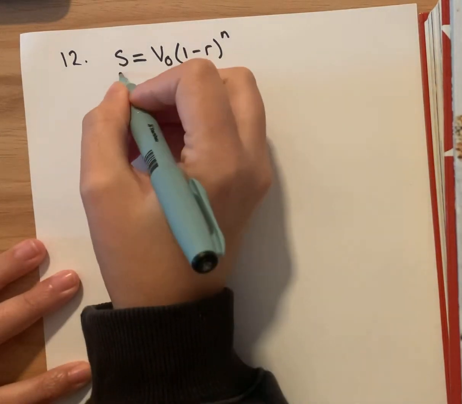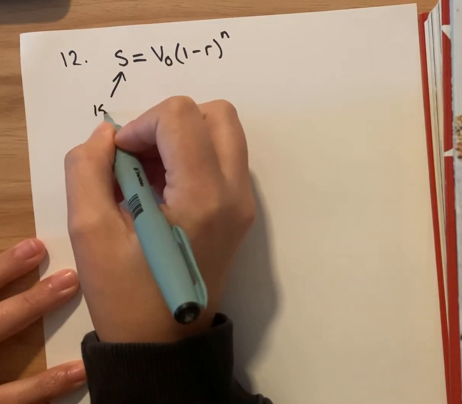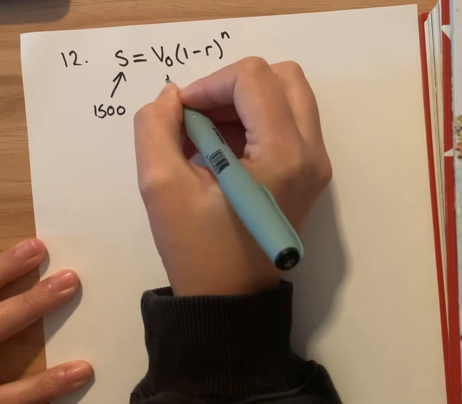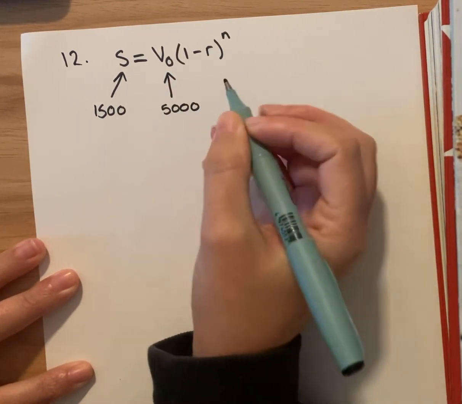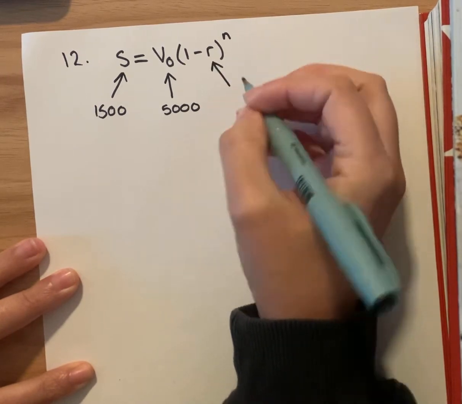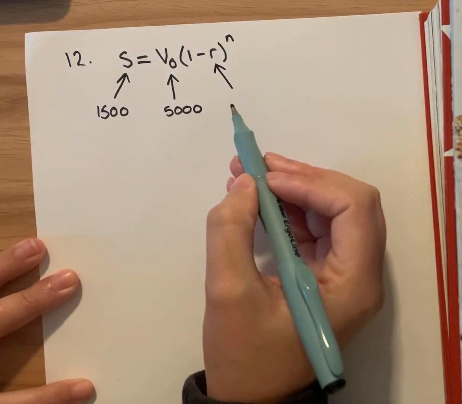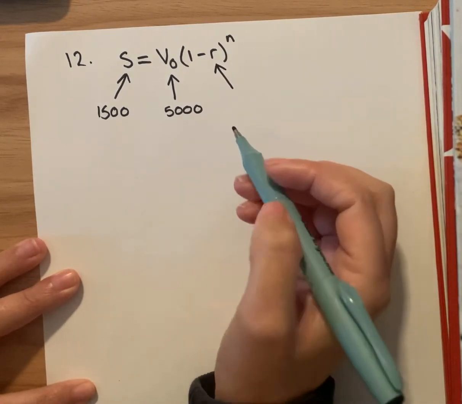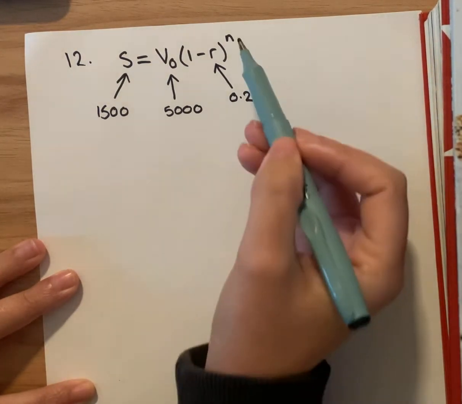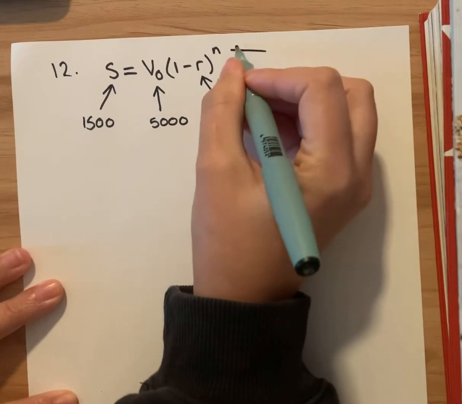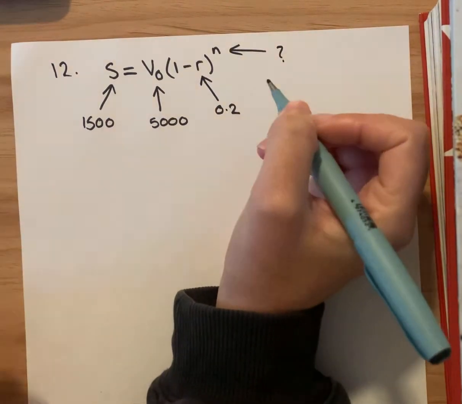So if we put 1,500 in there, that's our value for S. What's our value for V0? It's just that 5,000, the initial value. Our value for R, we said was 20%, but if we want to write that as a decimal, how do we write 20% as a decimal? 0.2. And then n, this is what we're trying to find. This is our question mark. This is our unknown, all right?